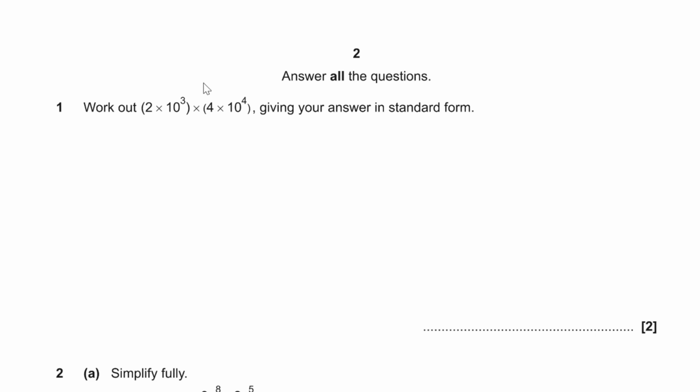Question number 1. We have to work out 2 times 10 to the 3 times 4 times 10 to the 4, giving your answer in standard form. Just as a reminder of what a number looks like in standard form, that's when we have something of the form a times 10 to the power of n, where a is in between 1 and 10. So we need to write the result of this in this form.